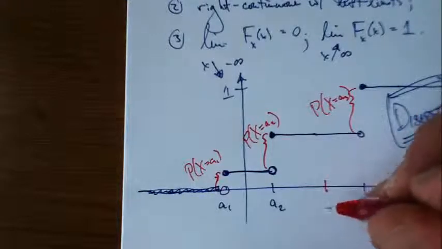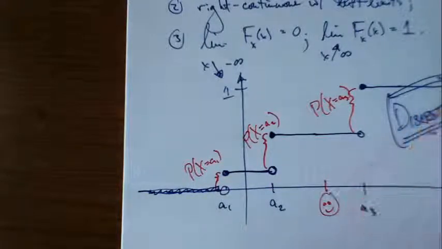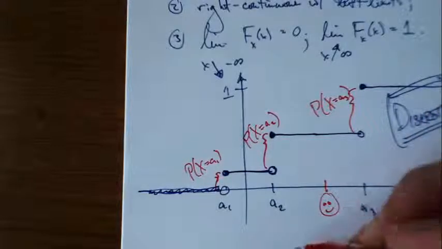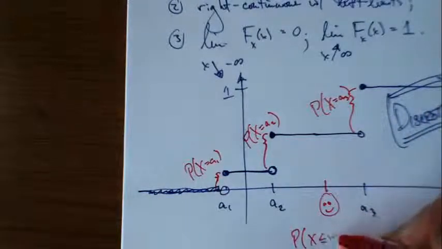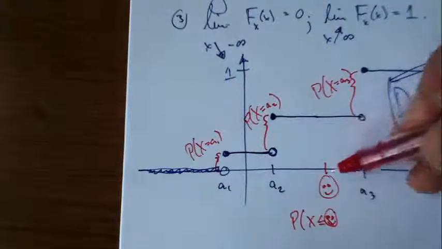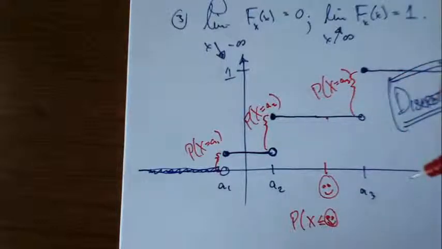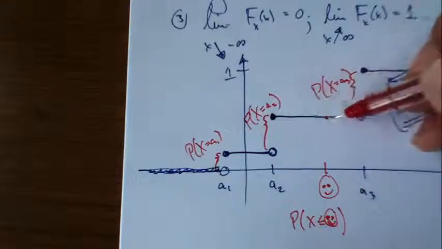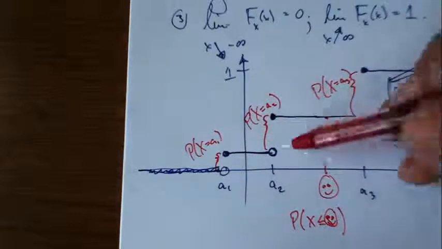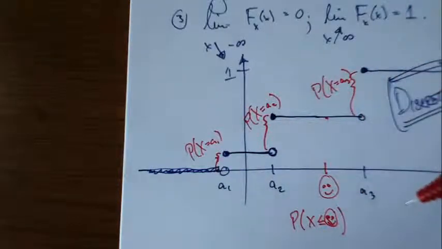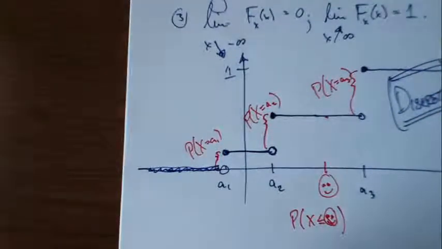If I put a mark here and I call it smiley face, then the probability that x is less than or equal to smiley face is just this much, right? It's just the sum of these two jumps. It's the sum of all the jumps before it, right? That's because this is the cumulative distribution function. It accumulates all the probabilities up. All right, so what about in the continuous case?